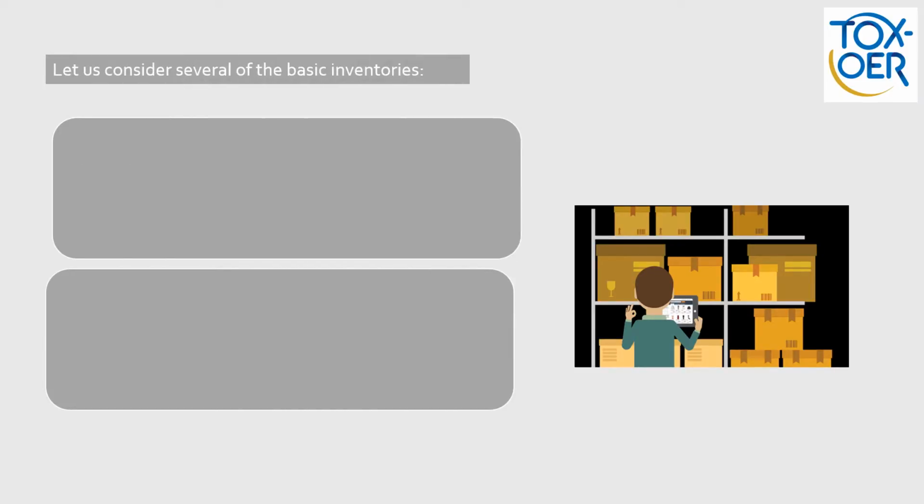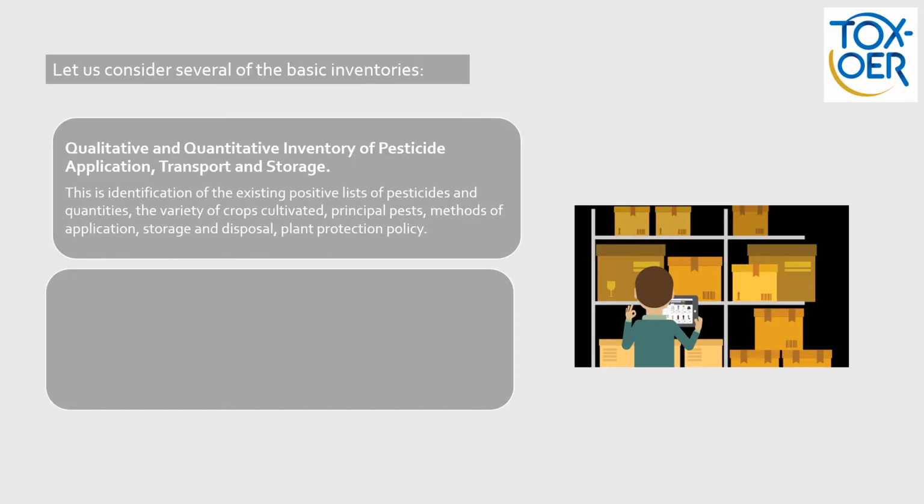So let us consider several of the basic inventories. Qualitative and quantitative inventory of pesticide application, transport, and storage. This is identification of the existing positive list of pesticides and quantities, the variety of crops cultivated, principal pests, methods of application, storage and disposal, plant protection policy.